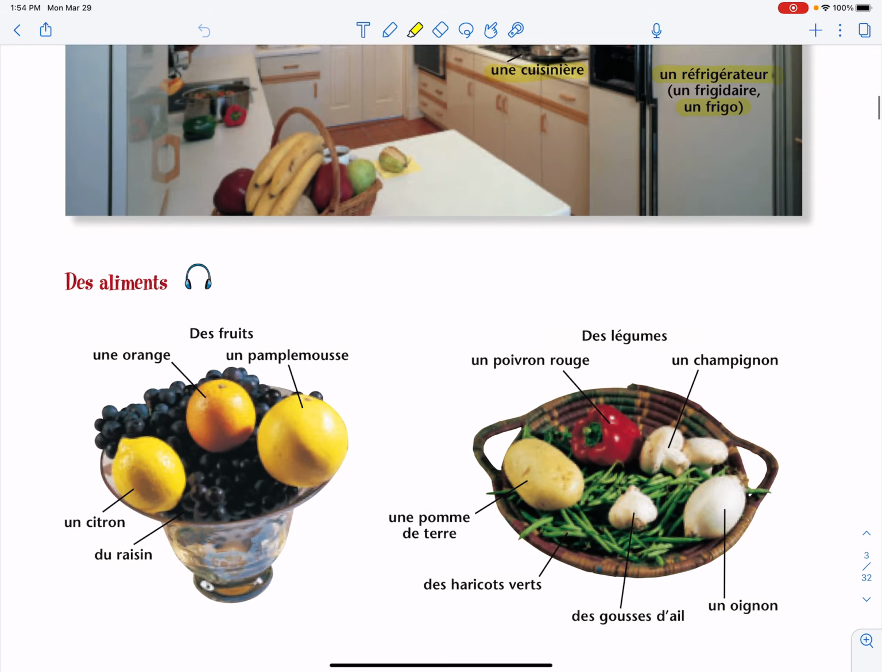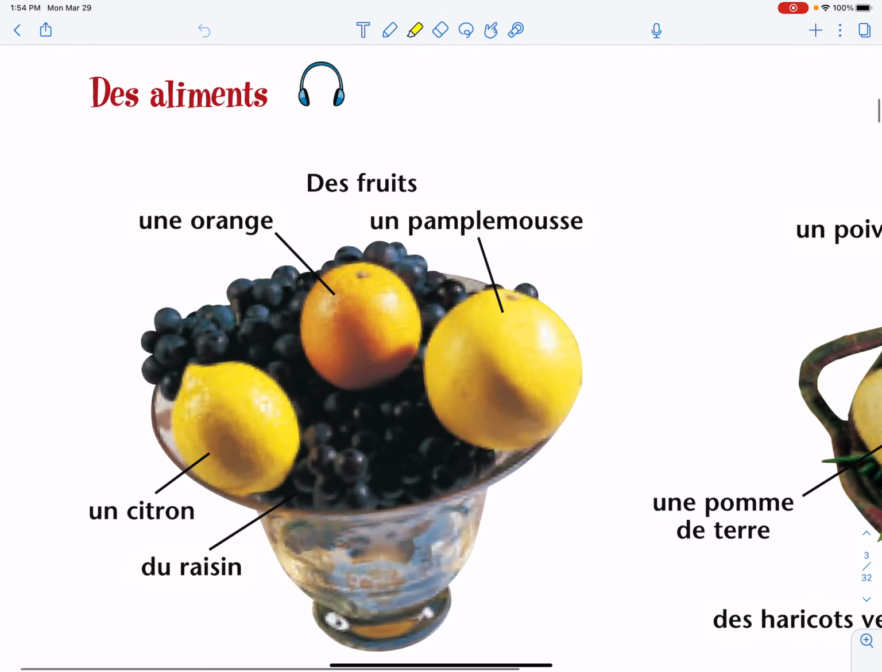Okay, back to the textbook. We'll zoom in on our ingredients. Des aliments. An aliment is just an item of food, or we could call it an ingredient, food or ingredient. Divided into des fruits, your fruits. Starting here and going around, une orange, cognate, an orange.